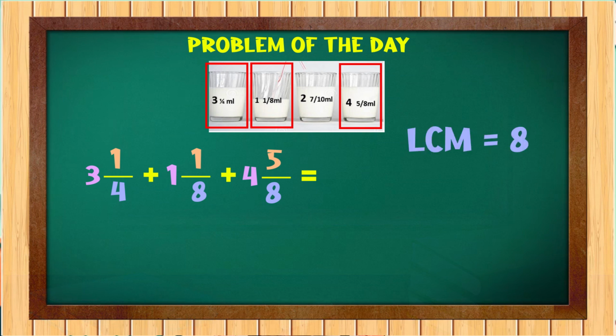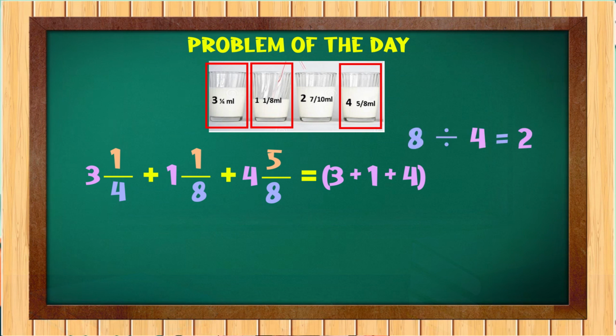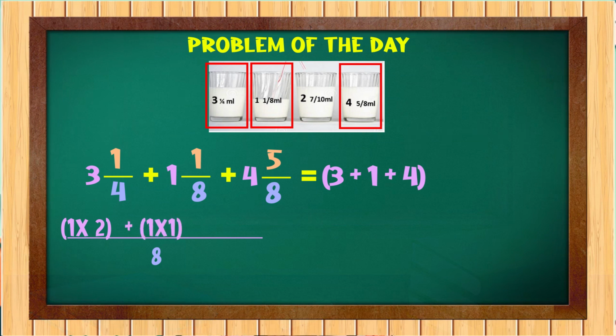The LCM would be 8. The whole numbers, 3 plus 1 plus 4. 4 into 8, 2. 1 multiplied by 2 plus 8 into 8, 1. 1 multiplied by 1 plus 8 into 8, 1. 5 multiplied by 1. We have a total of 2 plus 1 plus 5. We bring down our whole number and then we add.